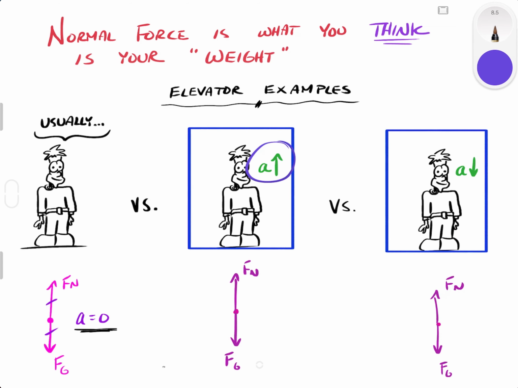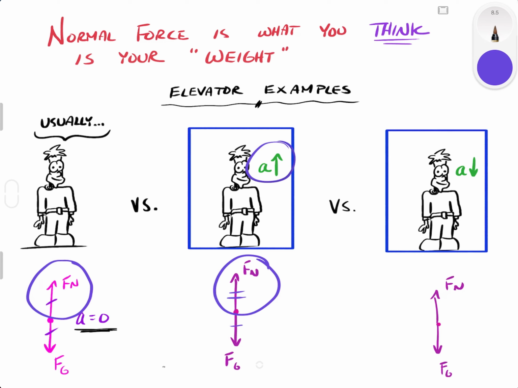If you are accelerating upwards in the second case, well, that means your normal force must be larger than your force of gravity. Now, again, the weight hasn't actually changed. Fg is the same, but your normal force increases. So what you will feel is the sensation of feeling heavier. So if that elevator accelerates upwards, for a brief moment, you will feel like you are heavier because what you are used to feeling is this normal force, but you are now feeling one that has to be larger to overcome gravity and get you accelerating upwards.